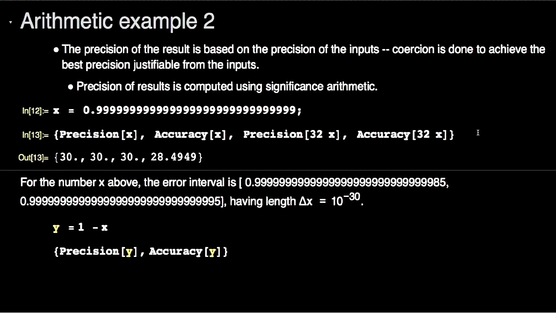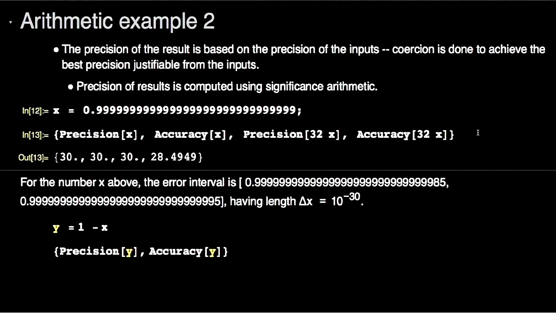Precision is a measure of the relative error in the number. So this basically means that the error in this number is roughly 10 to the minus precision, so roughly 10 to the minus 30th. The accuracy is an absolute error, so it means it's plus or minus 10 to the minus 30th from the center of the number in absolute terms. This is relative terms, absolute terms.